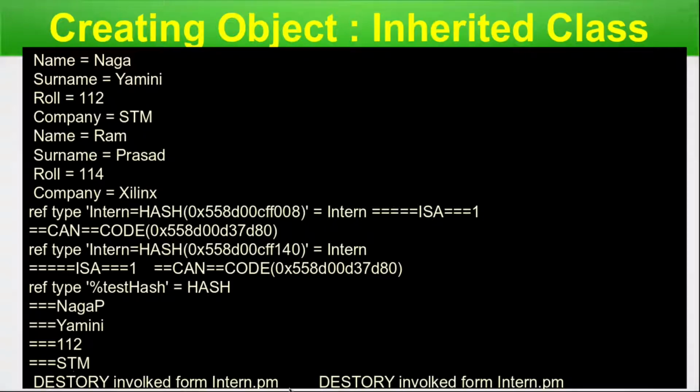Here, destroy has been called twice, because we have created 2 objects. The number of objects we create is the number of times the destructor has been called. So we're done with this slide. Let's move on to the next.